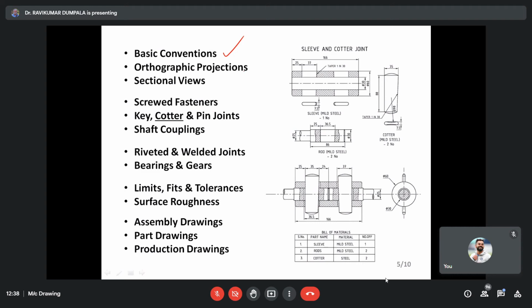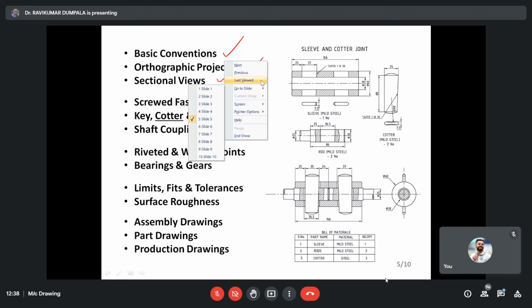So we'll be studying orthogonal projections. There's going to be a first sheet. I think I clubbed orthogonal projections and sectional views together as only one sheet, so it's not separate actually. For sectional views, at the time we will discuss what exactly they are. I'm not going to stress on those things.